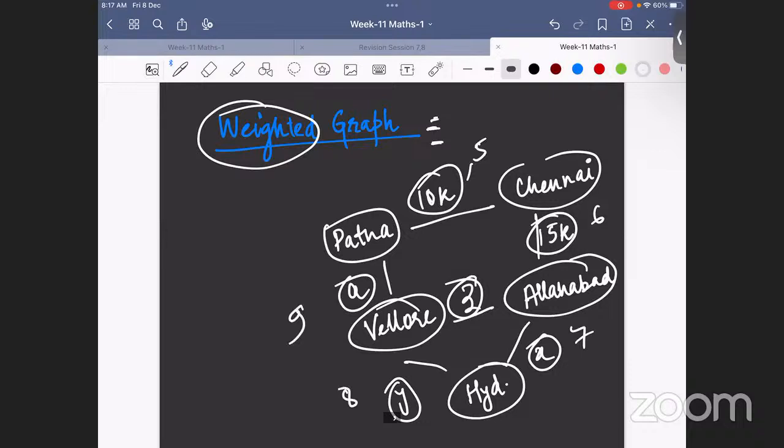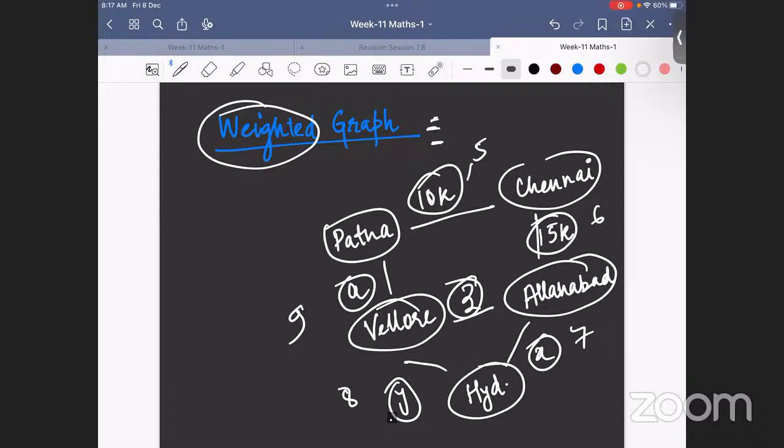This can be any other thing also, like time, maybe 5, 6, 7, 8, 9. So this can be your time, that from Patna to Chennai, whatever the flight is, it takes 5 hours. It won't be, but I'm just saying. So this can represent the weightage. This is what the weighted graph is. Did you get the idea? Yes, sir.